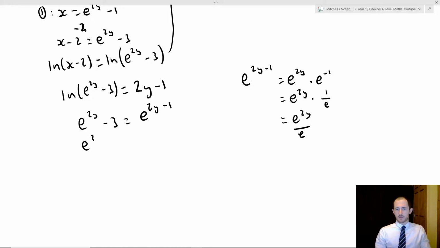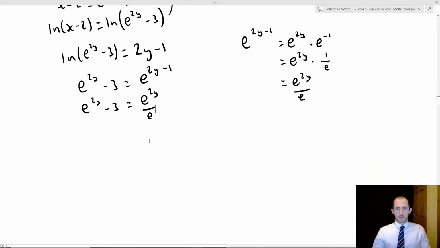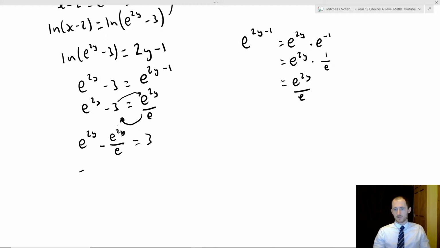So let's write that out. e to the 2y minus 3 equals e to the 2y over e. Okay, so that's meant to be a y. So what we can do now is move all of the y's to one side and all the numbers to the other side, all the e's to the one side. So if we move this to the other side, we get e to the 2y minus e to the 2y over e equals 3. Factorise out an e to the 2y. Move that over to the other side or divide, so e to the 2y.